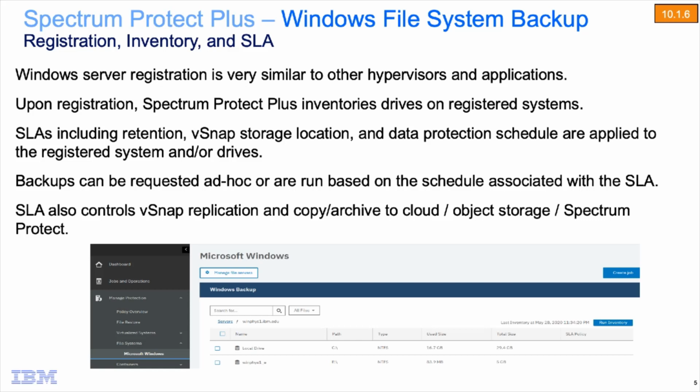Windows file system backups work like any other Spectrum Protect Plus data. You can also do replication on them, or you can do copy archive to either object storage or Spectrum Protect disk or tape.